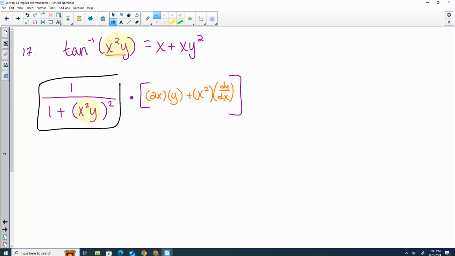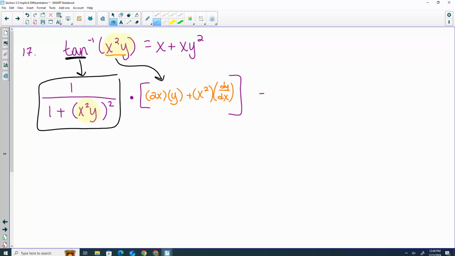Oh, this mess right here is the derivative of the tangent inverse. I like how you talked about it. We do the derivative of the outside. Derivative of tangent inverse gave us that, times derivative of the inside, which is that. Why would we do product rule on that though? Because it's not tangent times this, it's tangent of that.